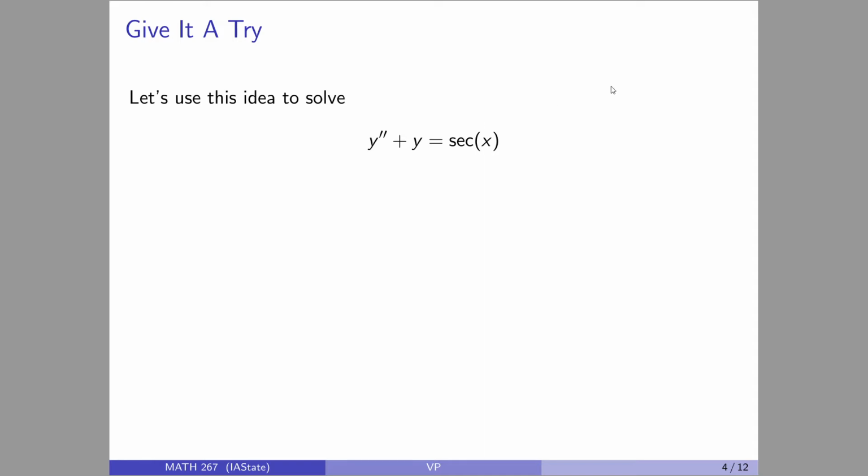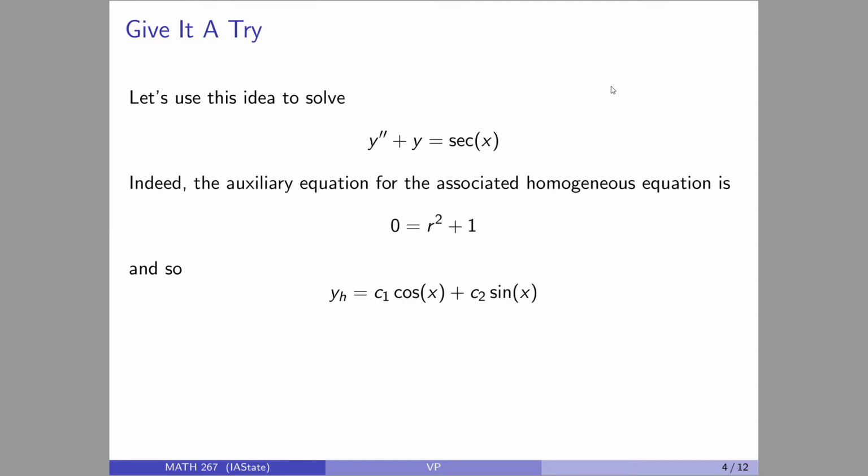This is the go-to one. This is like the default one. So the associated homogeneous is nice. It's y double prime plus y equals 0. That one you should just have burned into your brain somewhere. Like you're gonna solve that one so many times in your life.